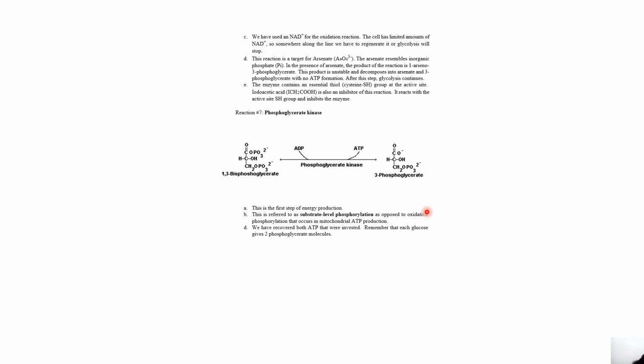the enzyme. Phosphoglycerate kinase is the first step of energy production. This is referred to as substrate level phosphorylation, as opposed to oxidative phosphorylation that occurs in mitochondrial ATP production.